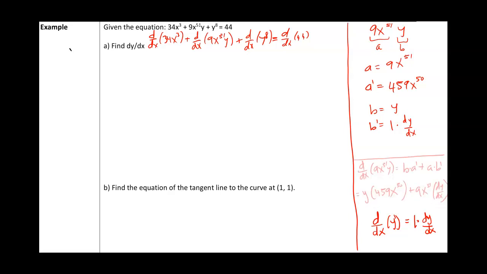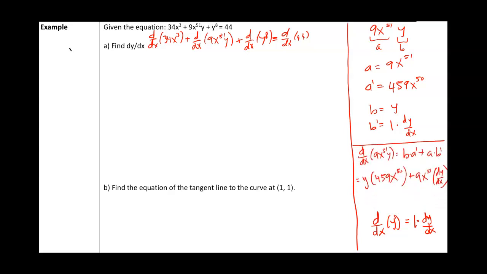So now I can take the product rule and say that this is going to be b times a prime plus a times b prime. My b is y. My a prime is 459x to the 50th. I got the plus sign. And then my a is 9x to the 51st. And my b prime is dy dx. So this whole thing is just this middle part, just that derivative right there.